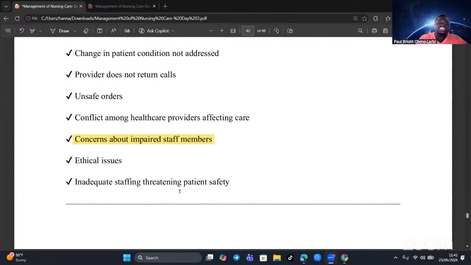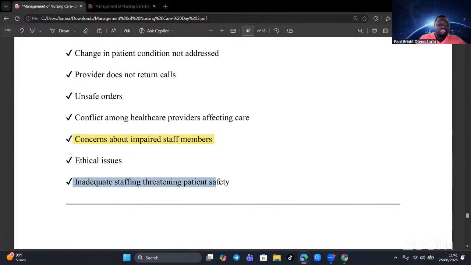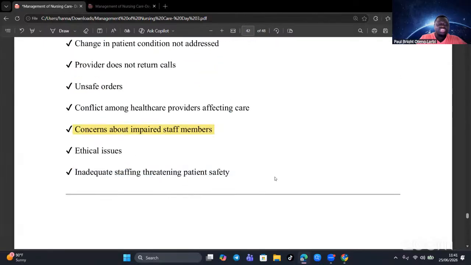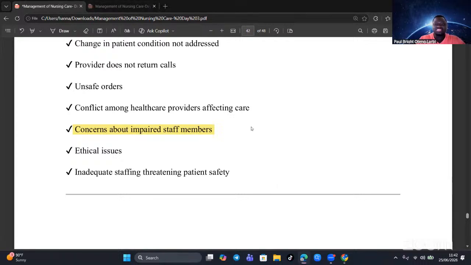Inadequate staffing threatens patient safety. We always endure. In this regard, you have to safeguard the shift. In the UK, we call it safeguarding. You have to safeguard all the staff who came to work because of short staffing, so that when something happens, they will not blame anyone. They will blame the company. That is what we call safeguarding.